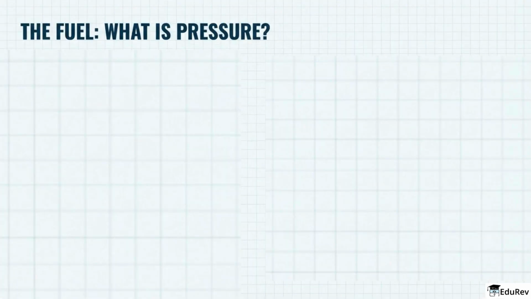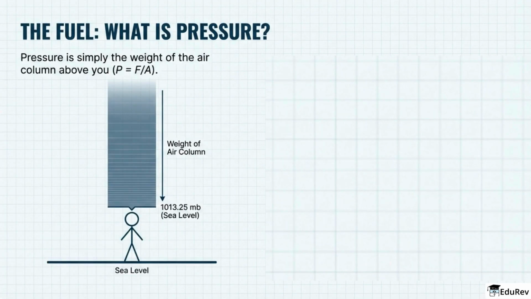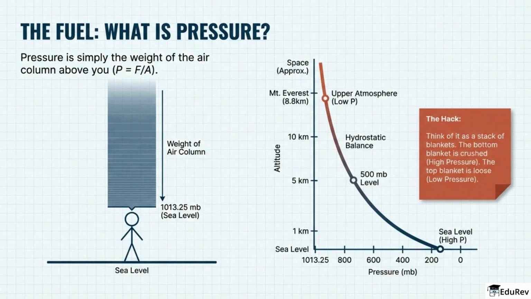So, what is pressure? Atmospheric pressure is the weight of the air column above a given surface. At sea level, it is roughly 1013.25 millibars. As altitude increases, the air column above reduces and pressure drops. This vertical pressure gradient is the foundation of circulation. Without it, there is no rising or sinking motion. Most students rush to belts without understanding this base physics.